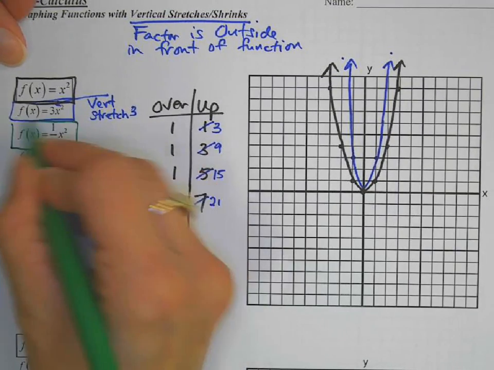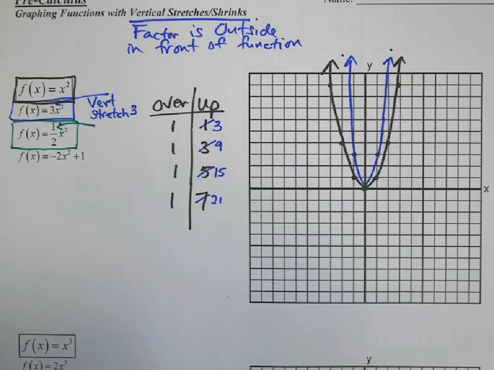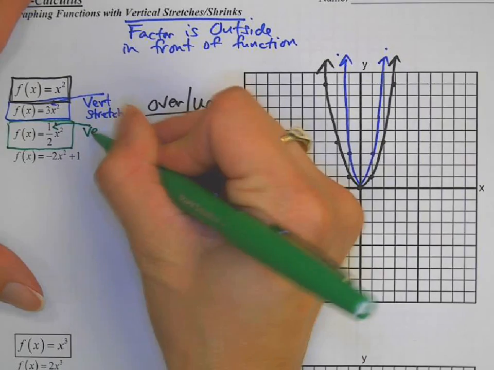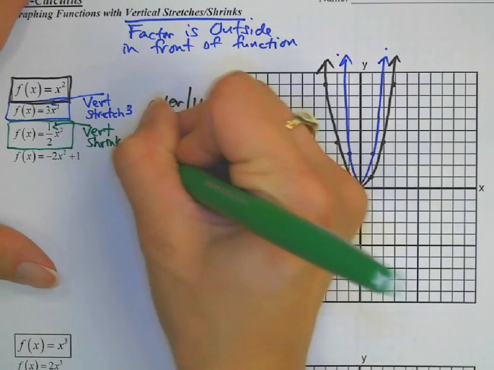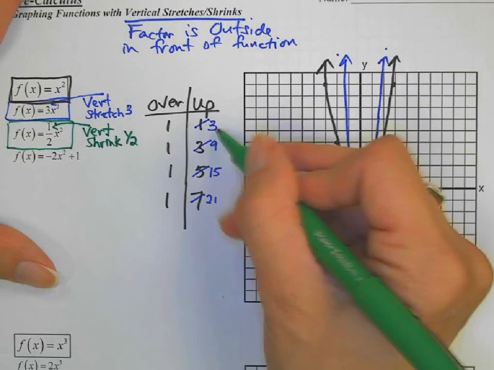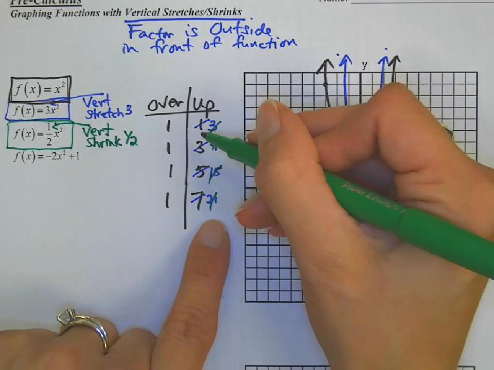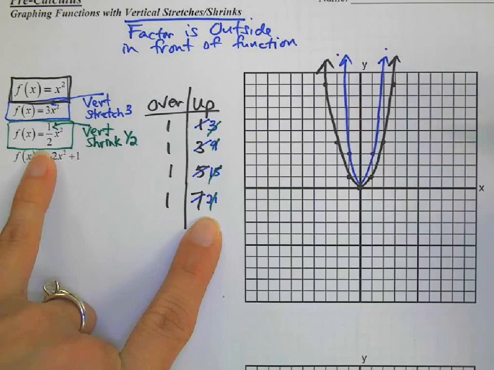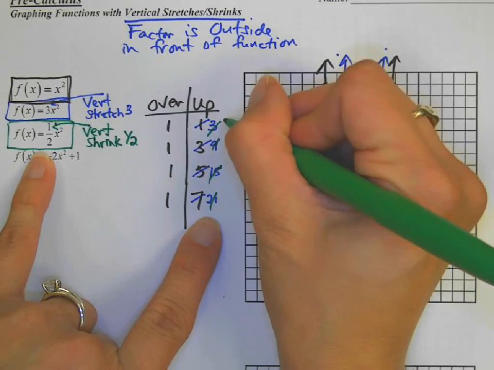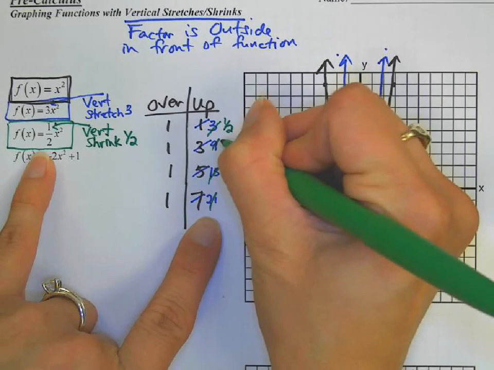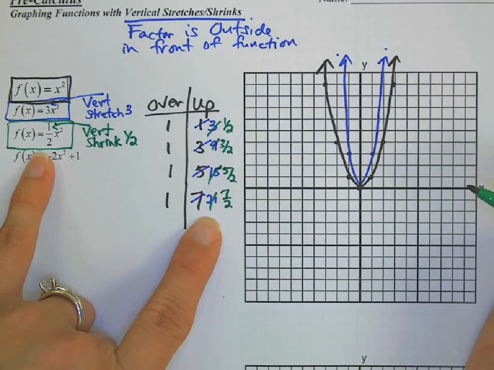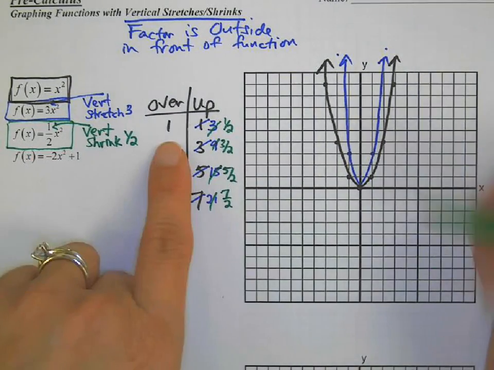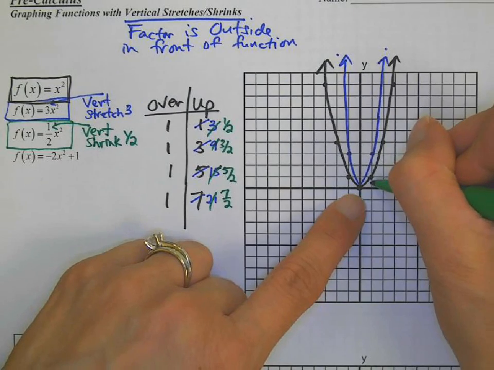Okay, this next example right here has a 1/2. Is the 1/2 getting squared? Certainly not. That means that it's outside. That's a vertical shrink. Vertical shrink by 1/2. So that means all my vertical numbers, the original 1, 3, 5, 7, need to get cut in half. So not 1, but a 1/2, 3 halves, 5 halves, 7 halves. Okay, so we have to do some fraction work here. First I go over 1, then I go up a 1/2.